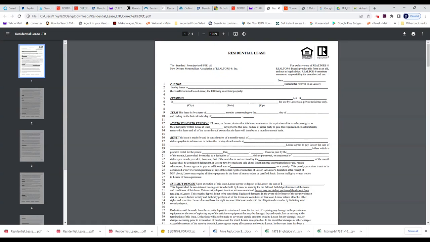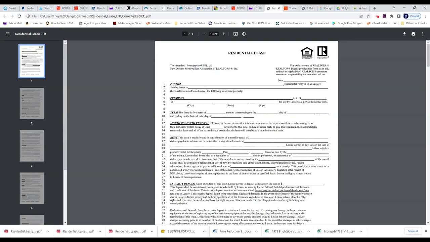Then this monthly rent is the monthly rent plus the late fee goes in here. And dollars payable on the first day of each month at, I usually put 6 p.m. right here. The lessee agrees to pay the lessor the sum of whatever dollars, if it's prorated, unless you don't give a charge on proration. It's the rent divided by 30.